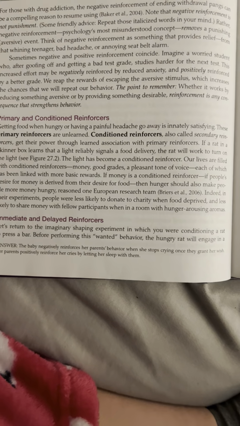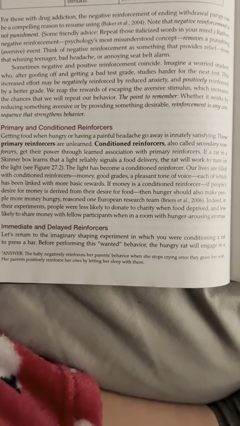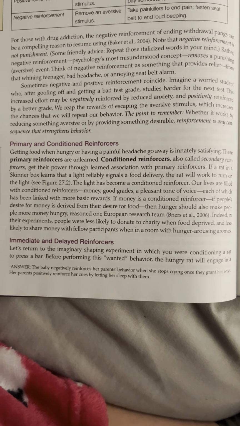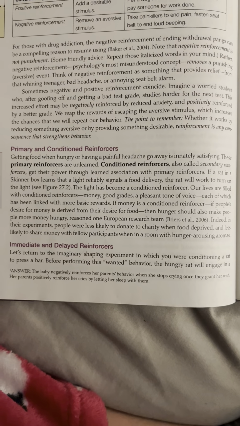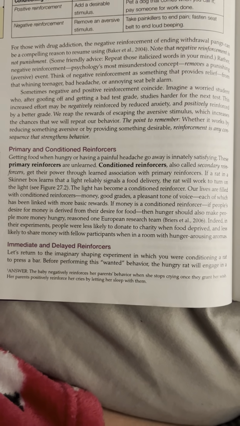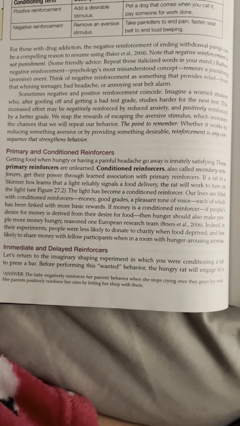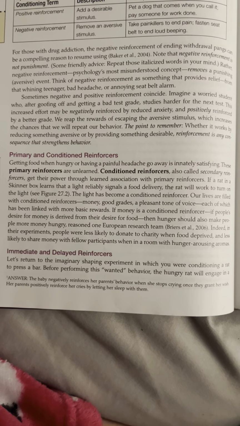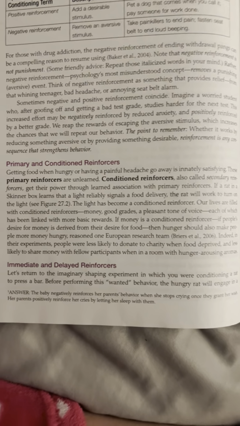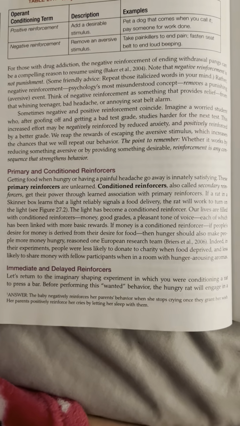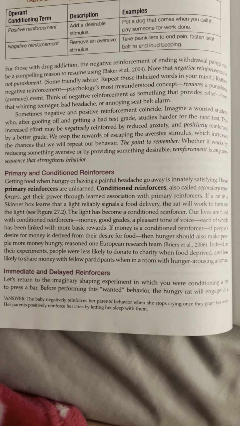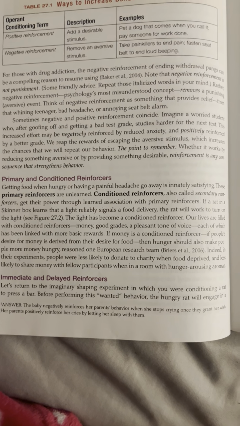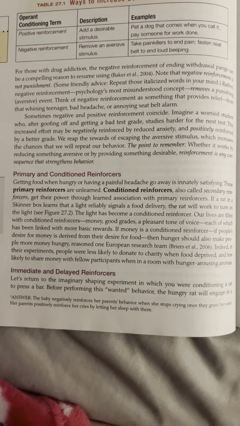Primary and conditioned reinforcers. Getting food when hungry or having a painful headache go away is innately satisfying. These primary reinforcers are unlearned. Conditioned reinforcers, also called secondary reinforcers, get their power through learned association with primary reinforcers. If a rat in a Skinner box learns that a light reliably signals a food delivery, the rat will work to turn on the light. The light has become a conditioned reinforcer. Our lives are filled with conditioned reinforcers: money, good grades, a pleasant tone of voice, each of which has been linked with more basic rewards.